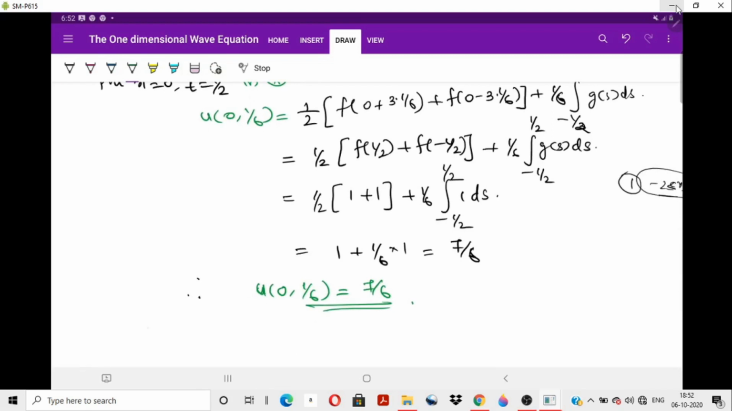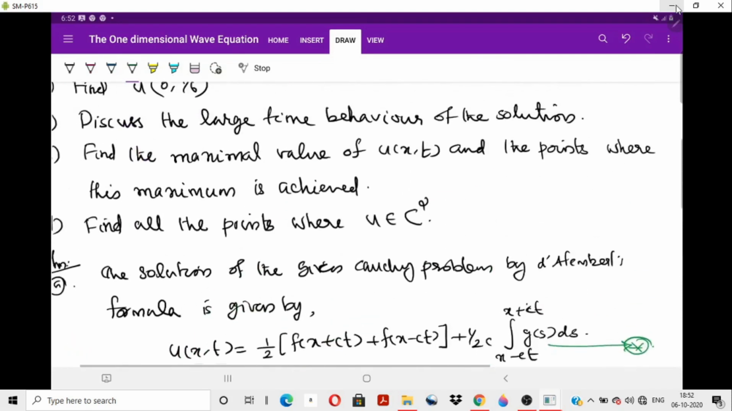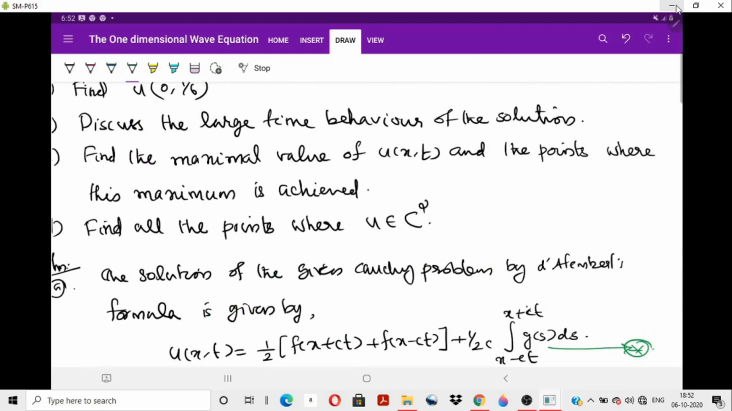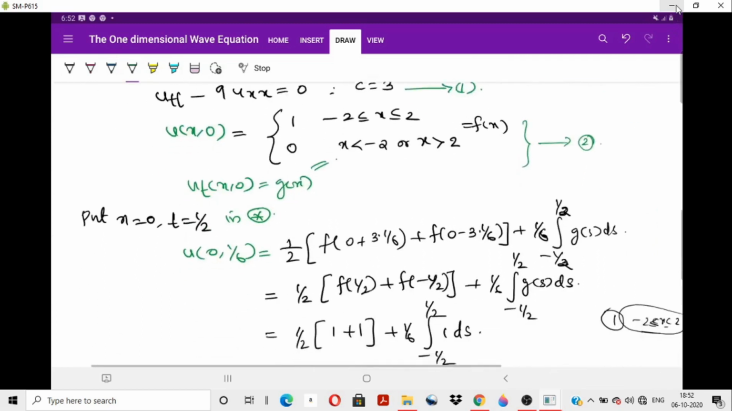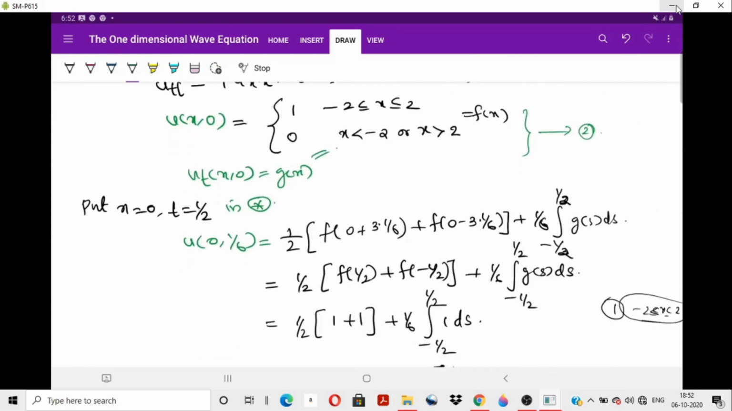Now we try to find the second problem, B part. That is, the problem is to discuss the large time behavior of the solution. That means for a fixed x, we have to calculate the limit as t tends to infinity of u of x, t.